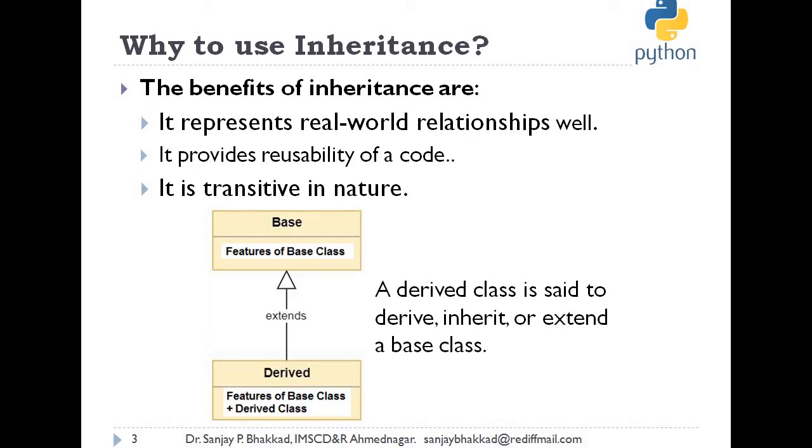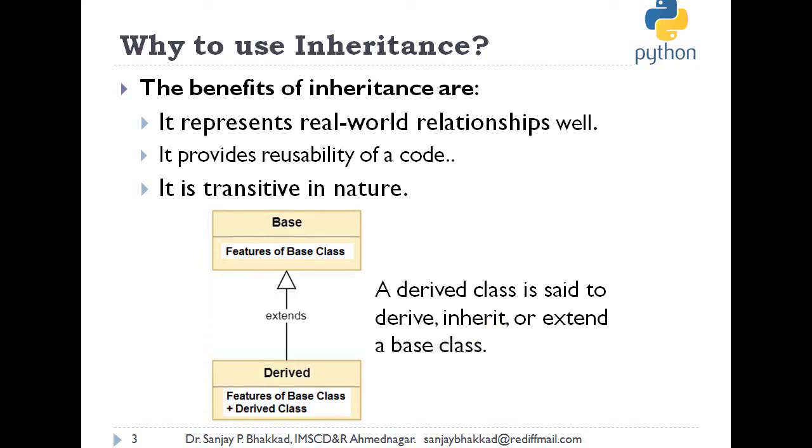It is depicted in the figure below. Here in the figure you can see that there is a child class which is derived from the base class. A child class inherits the properties of a base class. In addition, you can see that a child class extends the functionality of a base class, meaning we can add some new features in a derived class. So we can say that a derived class is said to derive, inherit or extend the base class.